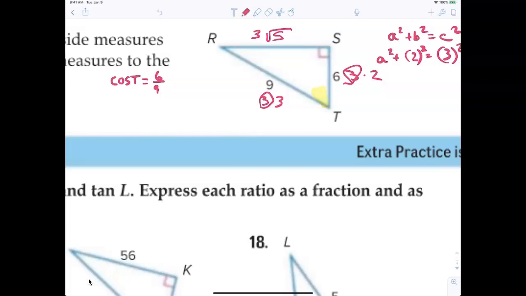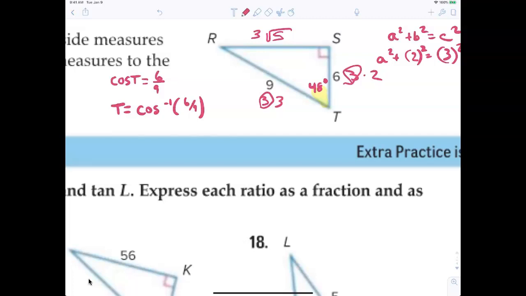So when you're looking for an angle, what do I have to use on my calculator? Inverse, right? So you would say T is equal to the inverse cosine of 6 over 9. And what's the inverse cosine of 6 over 9? It's roughly 48 degrees. Is that accurate? So we're going to put 48 degrees here, roughly.